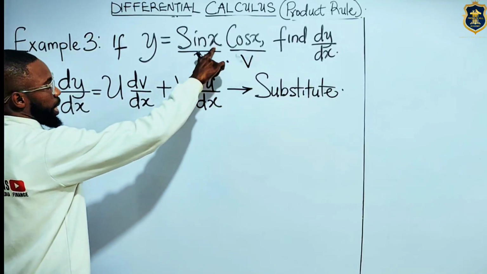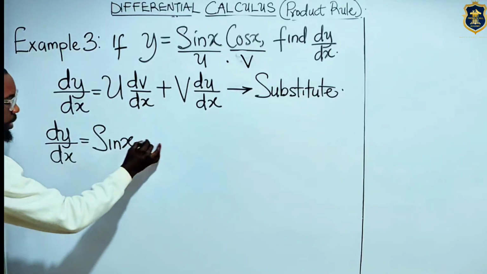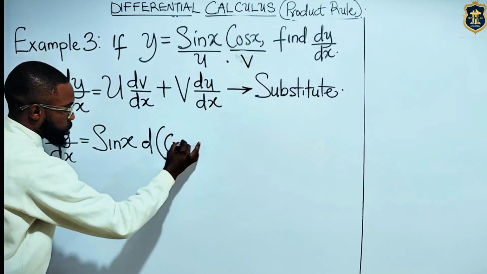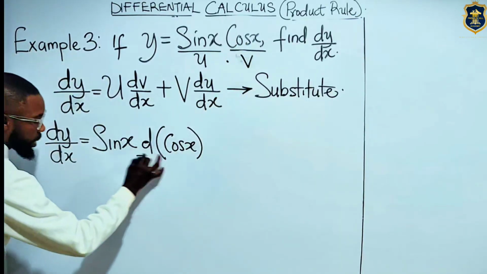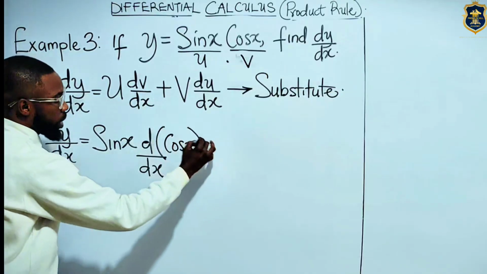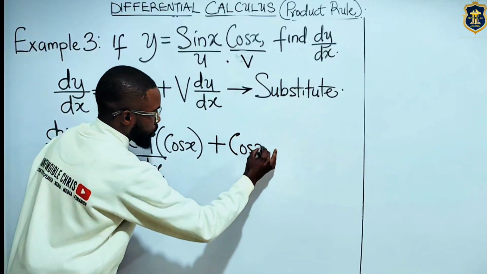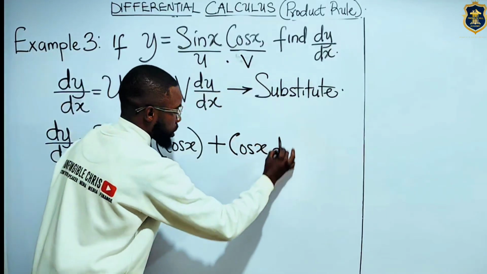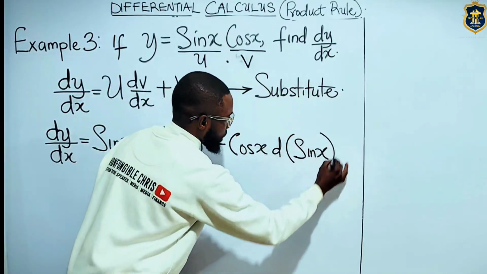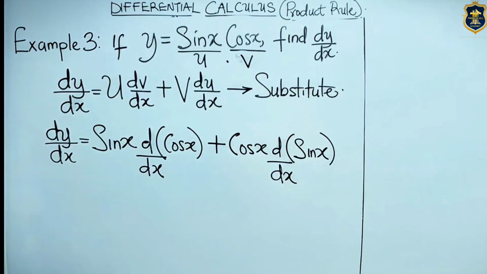u is this guy, sine x first, so put our sine x. Then dv over dx: what is our v? Our v is cos x, so put cos x inside and put over dx because we are differentiating with respect to x. Then plus our v, which is cos x, times du over dx, what's our u? Sine x. Put our sine x inside and differentiate with respect to x. Very simple. So how do we solve this?